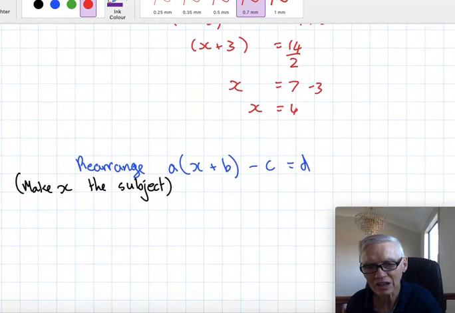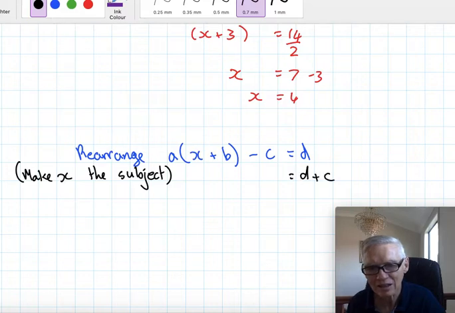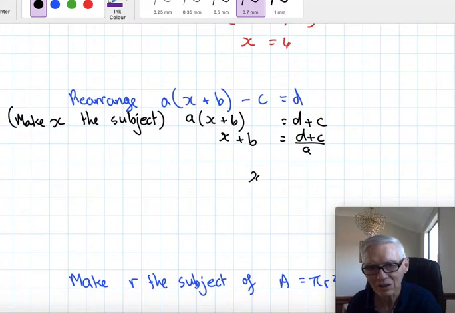We're going to get rid of addition and subtraction first. So to get rid of that minus C, I'm going to add C to the other side. So that leaves me with A(x plus B). Now, before I can make that a number, I just leave it as letters. Then I just divide that by A, so you get x plus B equals D plus C, divided by A. And then you subtract away the B. So x equals (D plus C) over A, minus B.